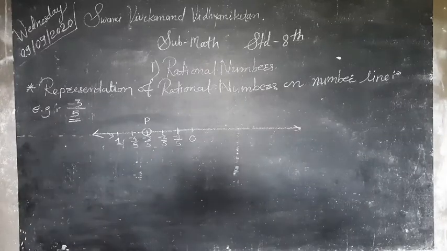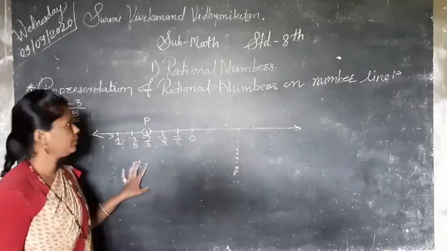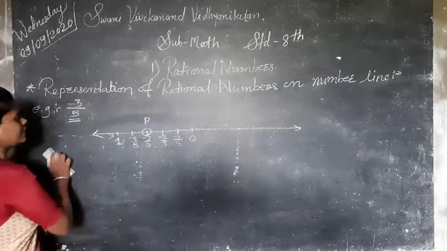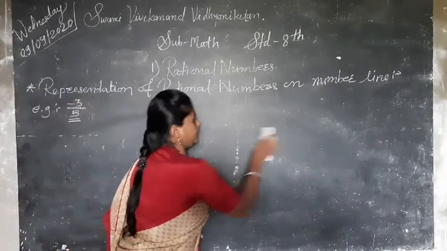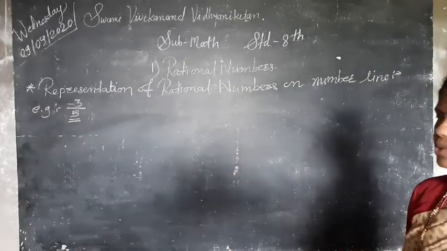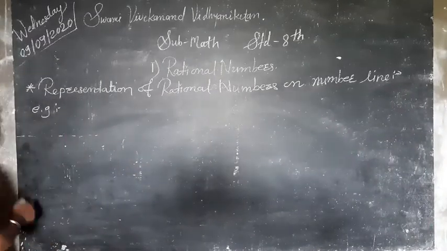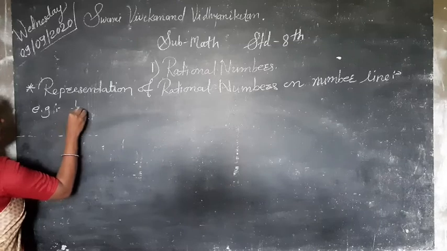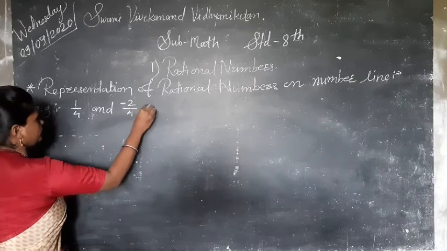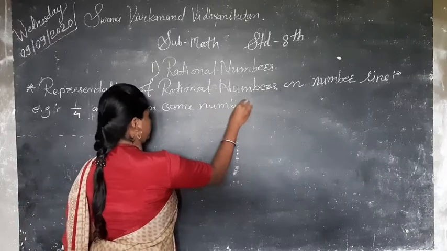We will take one more example and then we will stop here. In the next example, they have given two different rational numbers, and you have to show these two rational numbers on the same number line. You don't have to use two different lines. Only on one line you have to show these two numbers. You have to show 1/4 and -2/4 on the same number line.